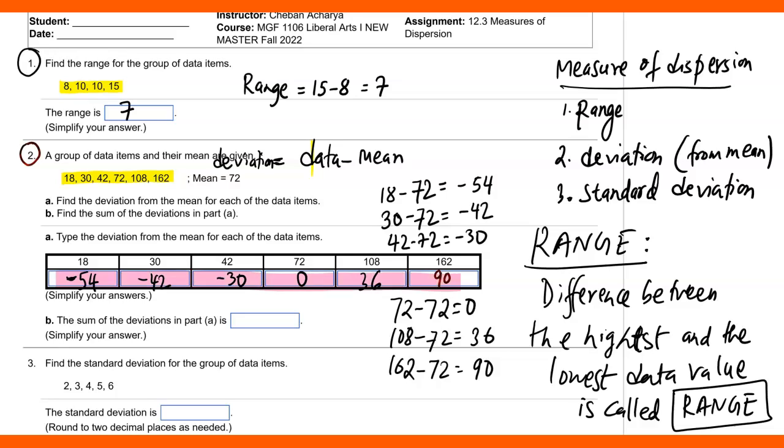The next question is part B, the sum of all deviations. What do you mean by that? You find the deviations, and you add all the deviations. What's the answer? For example, you add negative 54 plus negative 42 plus negative 30 plus 0 plus 36 plus 90. What do you guys think if you add it?